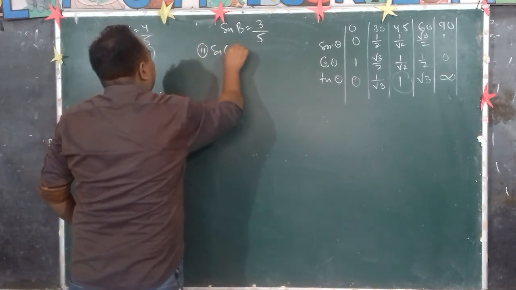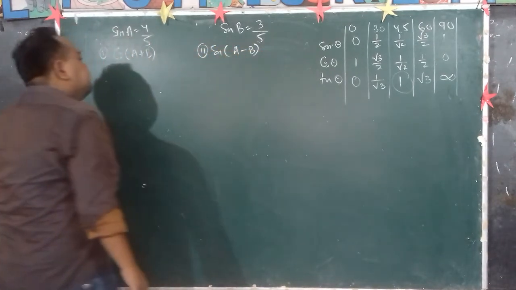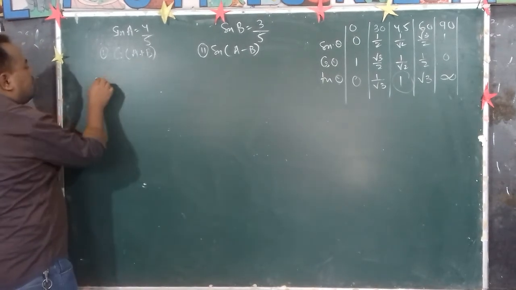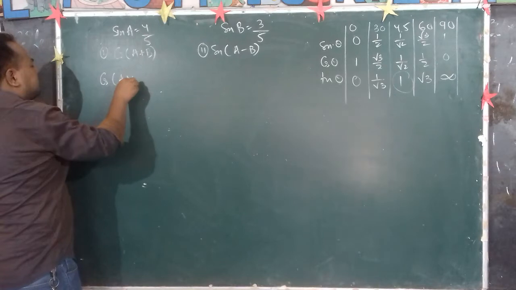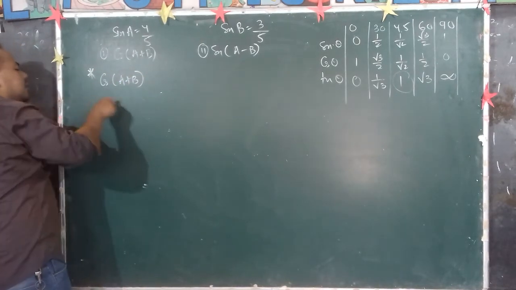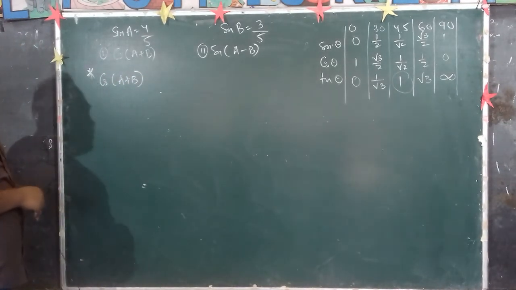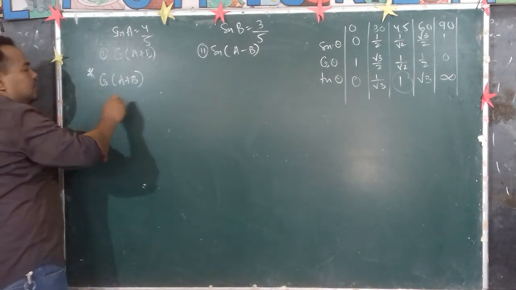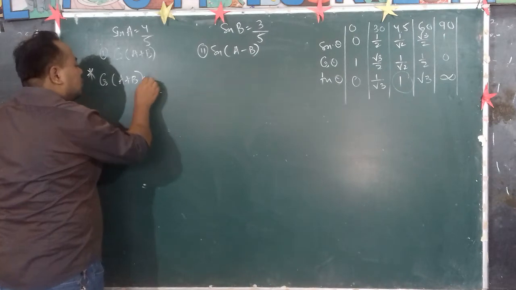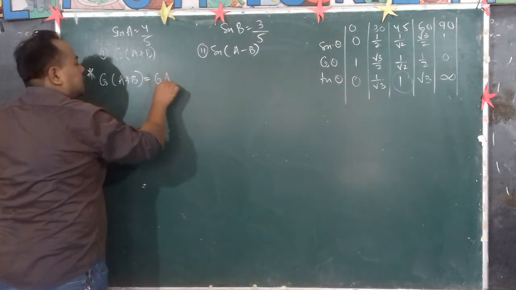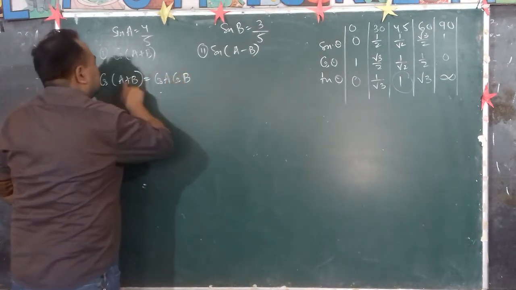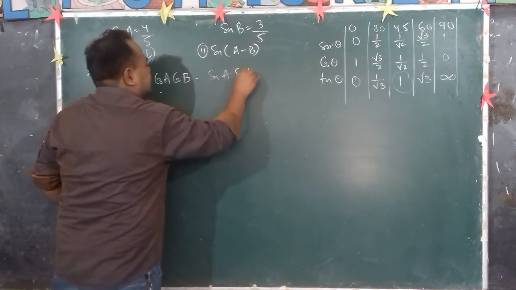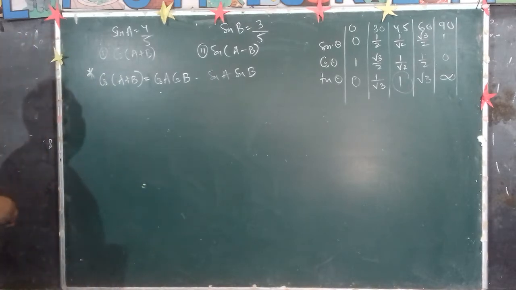Now look at this type of question, very important. First, you are going to start off from what you are supposed to find, cos A plus B. Doesn't this remind you of something? A plus B, that means addition formula. Whenever it's cos, the ratio, there is no alternate. That means the formula is cos A cos B, and if it's plus, it's going to be minus sine A sine B. So this is the formula.